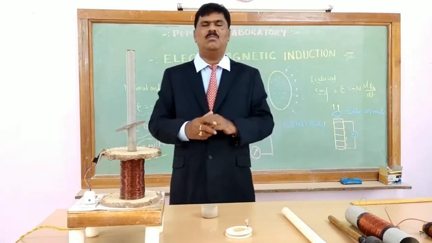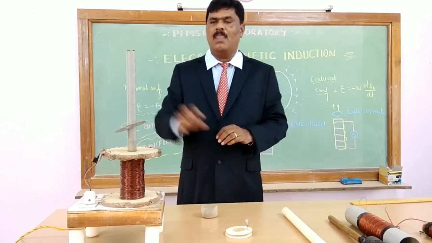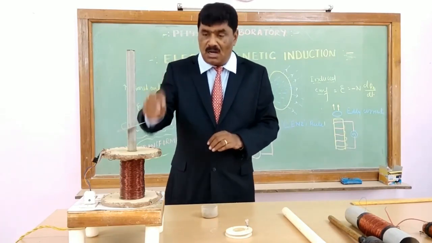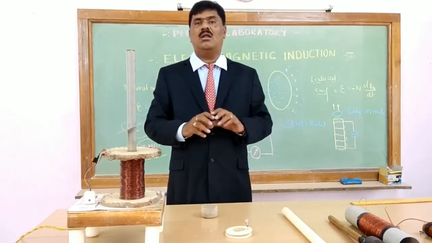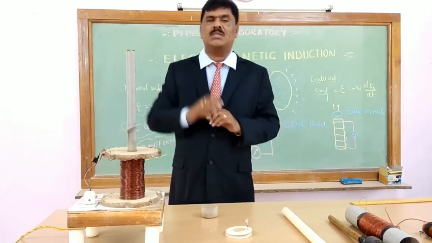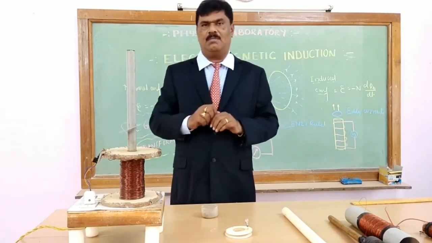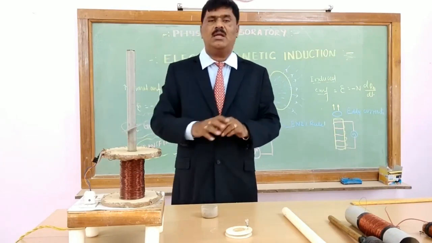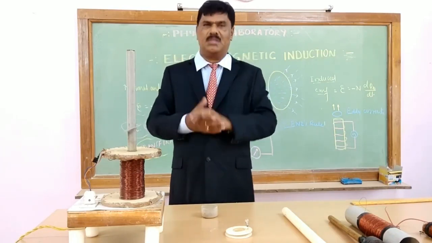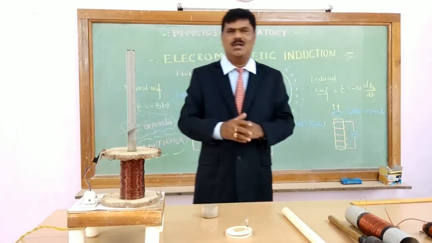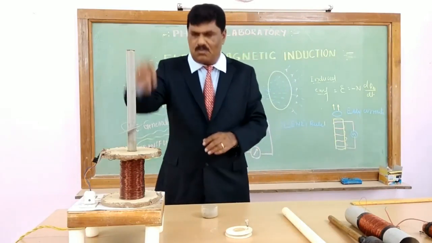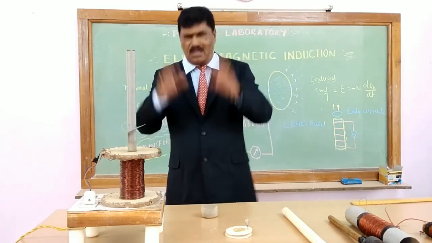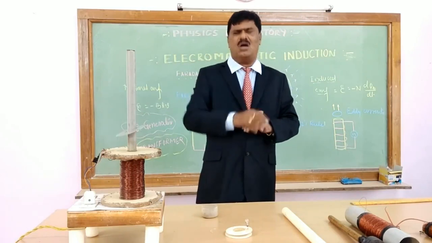Friends, I'll tell you. Instead of a conductor, we have placed a conducting plate. Now, in the conducting plate, according to EMI, so many closed currents are induced. These closed induced currents which flow in a conducting plate are said to be eddy currents. So right now, eddy currents are produced in the conducting plate. And you know very well that the induced current always opposes the cause.